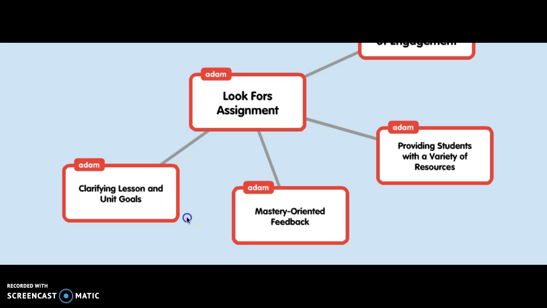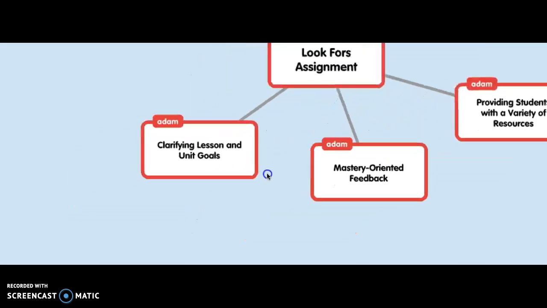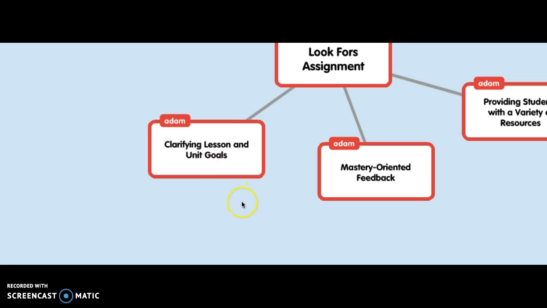So from that checklist, what I realized was that I could do a better job of clarifying lesson and unit goals. My goal would be for students to come into the class, and if there's somebody observing the class, that person could ask them, and the student would be able to tell them what the learning target was for the day, or what the unit goals were for that specific unit.